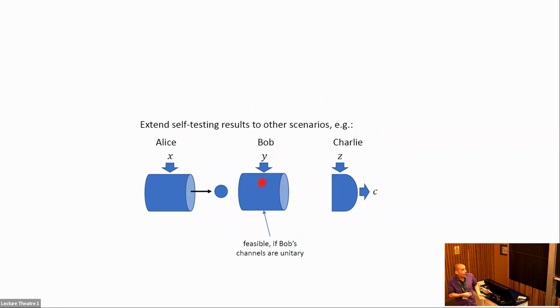You may be able to find some protocol to self-test channels that are maybe not unitary, but extreme, right? There are extreme channels which are not unitary. Those would be interesting to see.